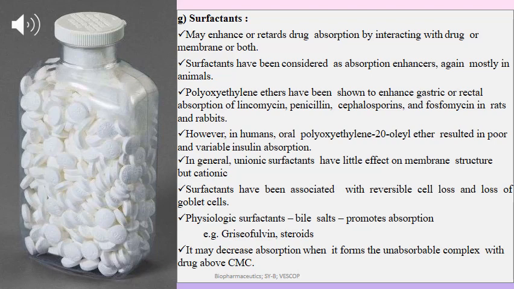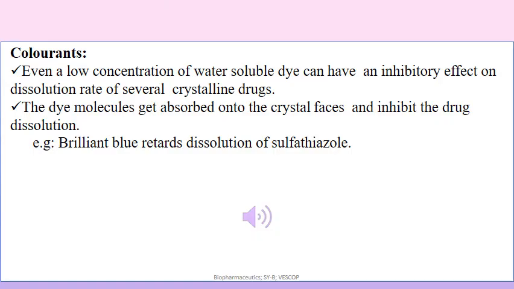Whereas they decrease the drug absorption where they form unabsorbable drug micelle complex at surfactant concentration above CMC, or critical micelle concentration. Even though the colorants are used at a very low concentration, they influence the rate of dissolution. A low concentration of water-soluble dye can have inhibitory effect on the dissolution rate of several crystalline drugs. The dye molecules get adsorbed on the crystal surfaces and inhibit the drug dissolution. For example, brilliant blue retards the dissolution of sulfathiazole.